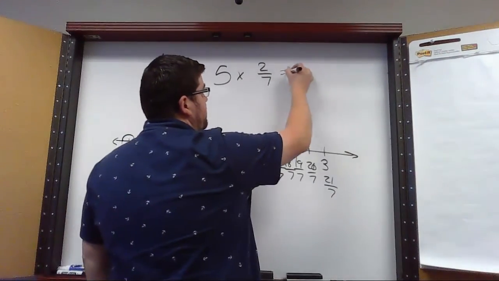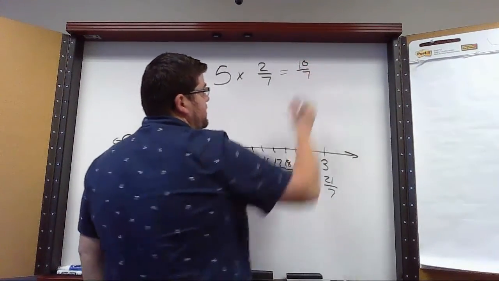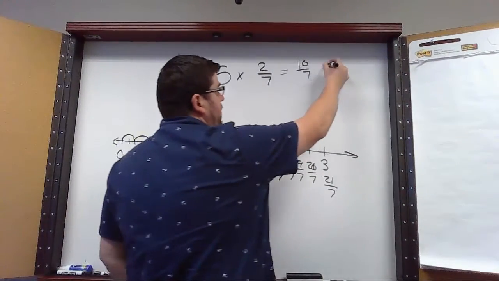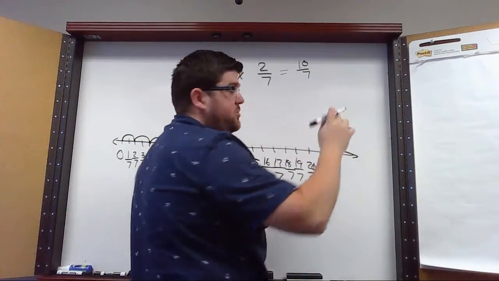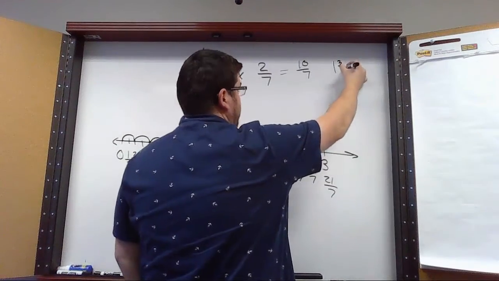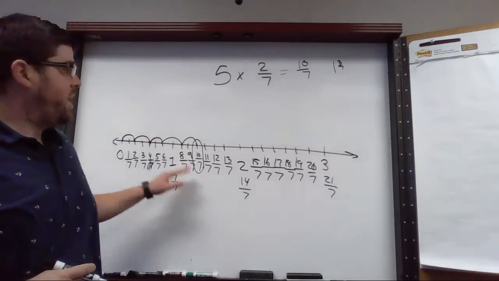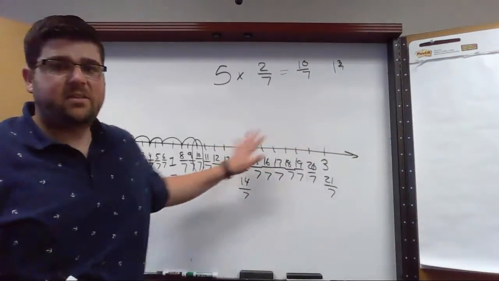So 5 times 2/7 equals 10/7. And I could turn that into a mixed number, which would be 1 3/7, which is what I ended up with right here. So that's if you want to do a number line, that's how you would do it.